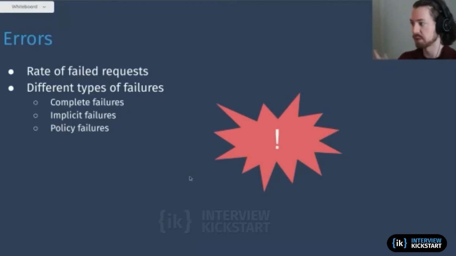The rate of failed requests, but there are different types, and the complete failures is the obvious one. Like, oh, there's a 500 or timed out, or it just failed. Implicit failures is the one where instead of returning 200 results, it returns 400. So that is the kind of failure there, implicit failure. And protecting against implicit failures is a more difficult story, because obviously it depends on the service.